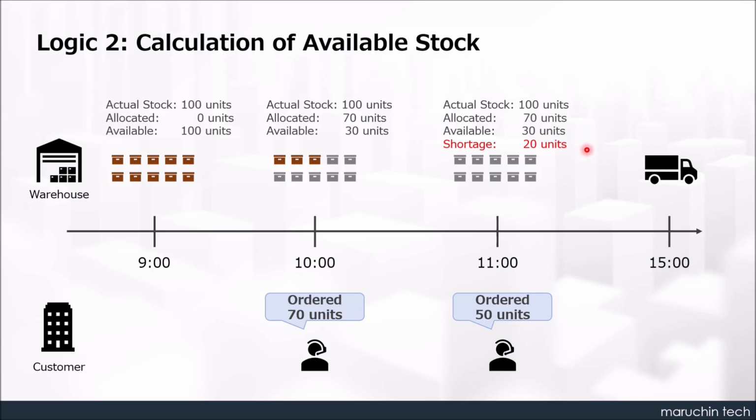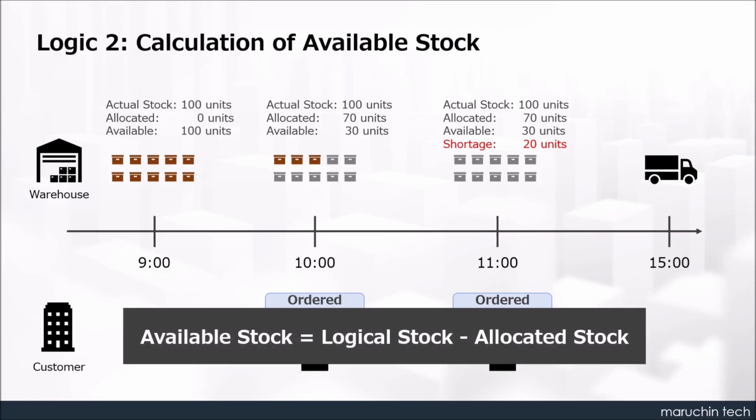Available inventory is not stored in the system database, but is derived via calculation. The formula is: available inventory equals logical inventory minus allocated inventory.